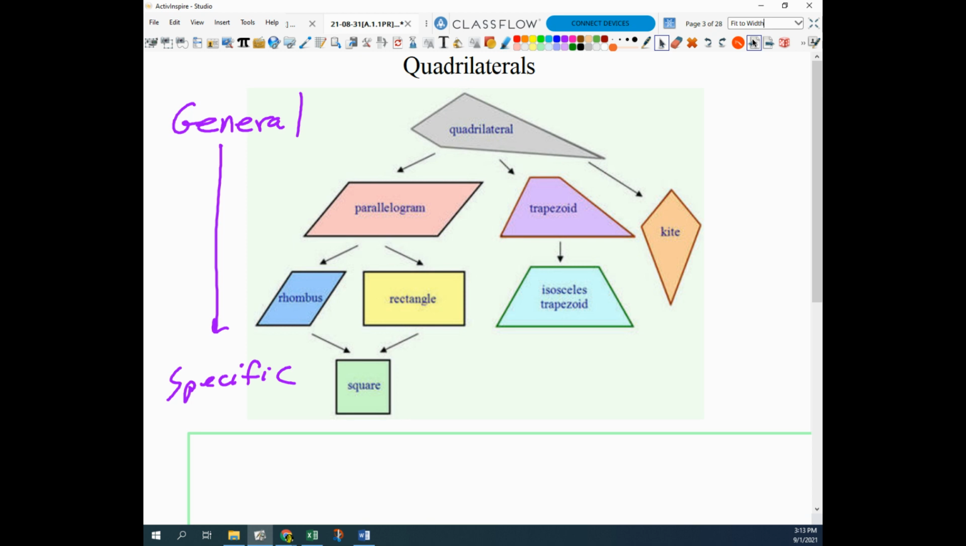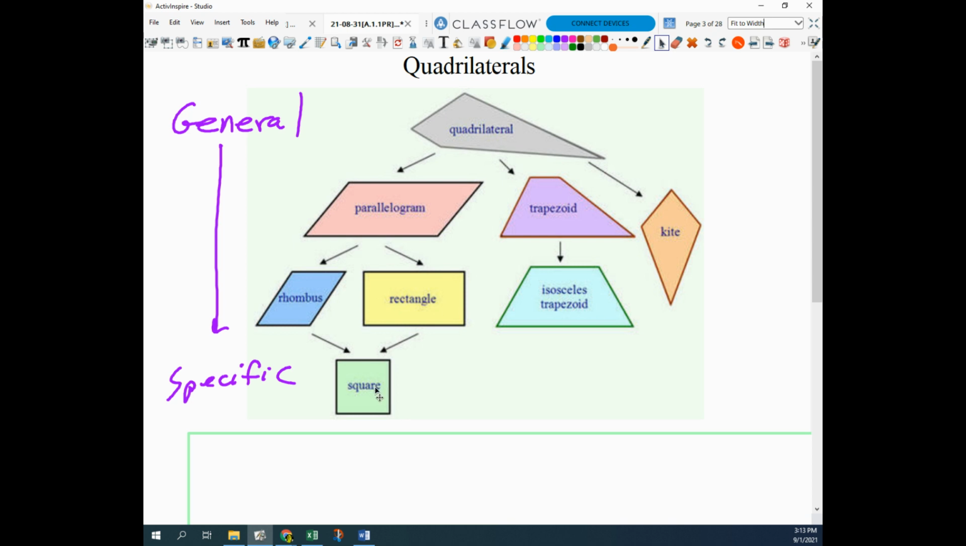So we were talking about quadrilaterals. We said the set of all quadrilaterals is a very big set. And then inside that big set are some smaller subsets. So the set of parallelograms is a set inside the set of quadrilaterals. So we call that a subset. Inside the set of parallelograms is an even smaller subset of rectangles. And inside the set of rectangles is an even smaller subset of squares.